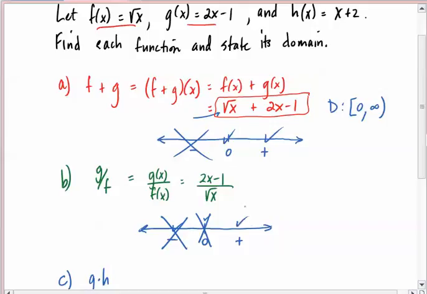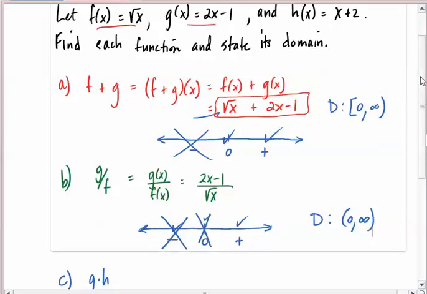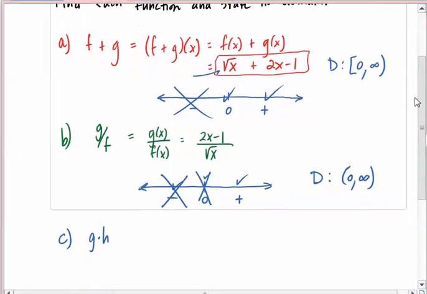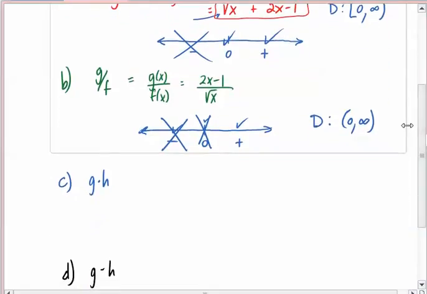I am going to be able to use positives. If I put any positive number in there, then I'm going to have a real answer, and I'm not going to be breaking any math rules. So my domain for this one ends up being very similar to the previous domain, but we cannot include 0 this time, because that would create a 0 on the bottom of the fraction.